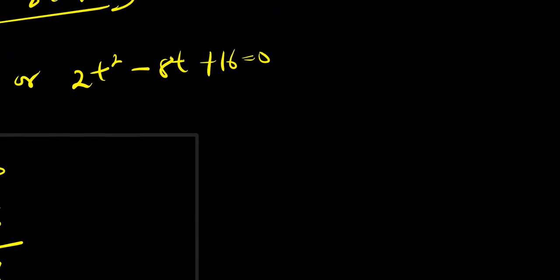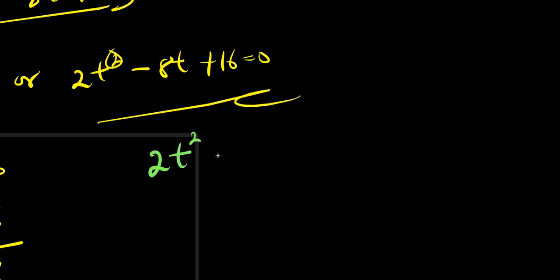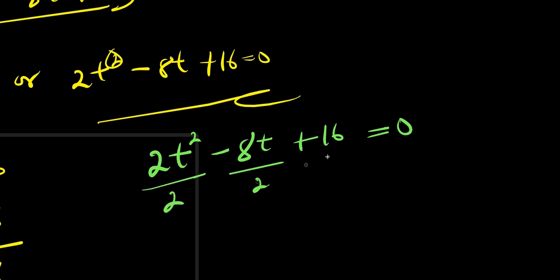Now, we have this quadratic equation because the power of t here is 2. We have 2t squared minus 8t plus 16 equals 0. So we can divide each part of this by 2. We want to simplify it. So this cancels this.